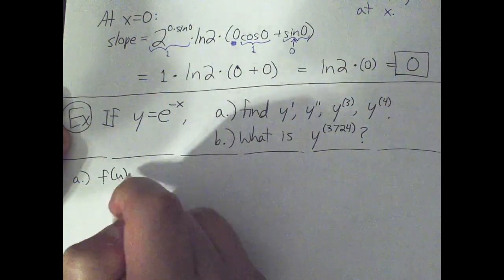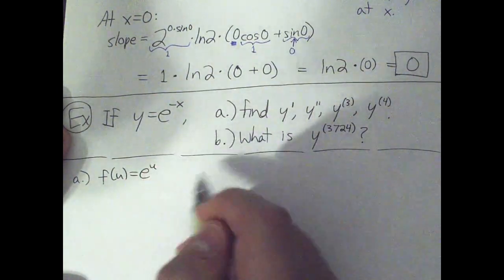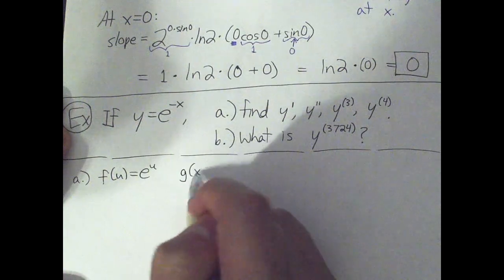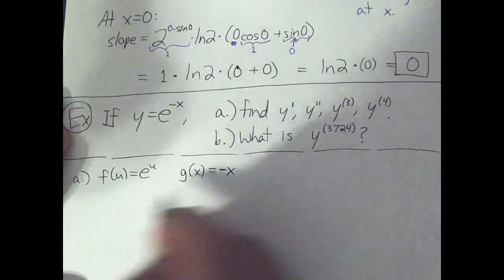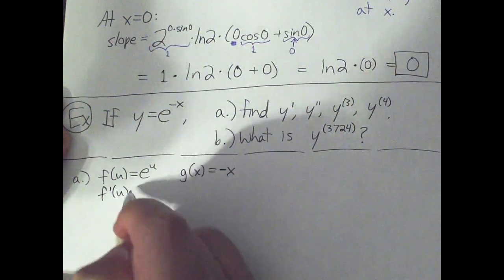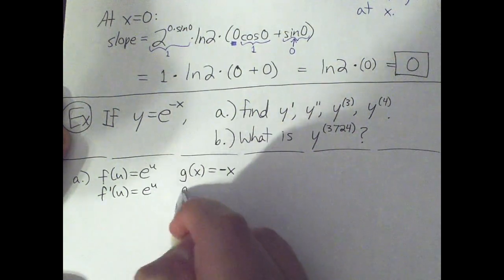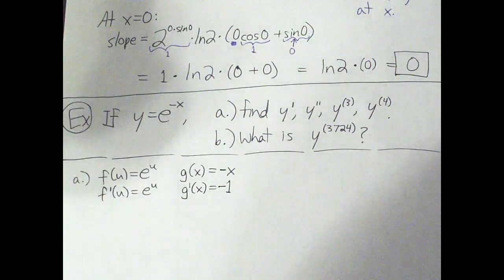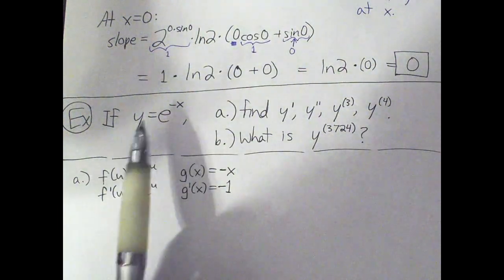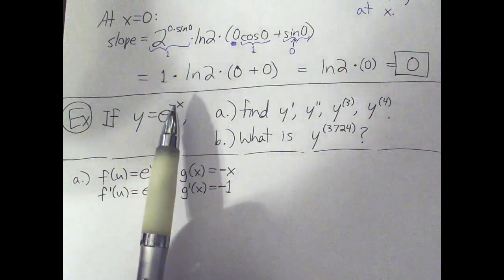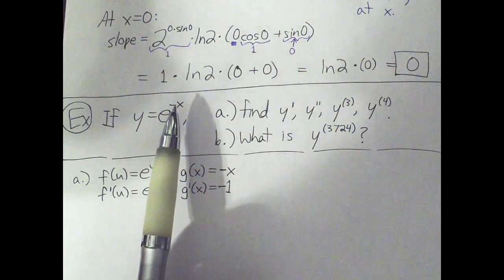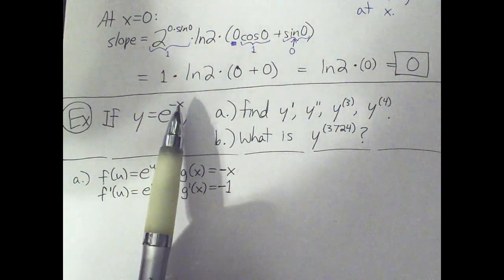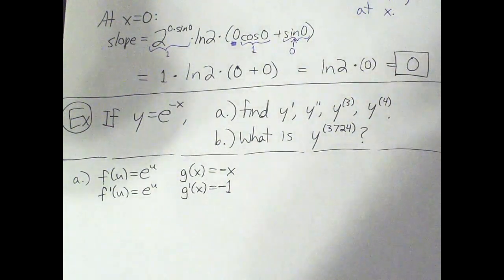F of u equals e to the u. G of x is negative x. F prime of u equals e to the u. G prime of x equals negative 1. It's a little bit like when we had the e to the 2x in one of those previous problems. Just having a 2 up there, or a minus 1 up there, or just some number up there, makes it like a chain rule problem.